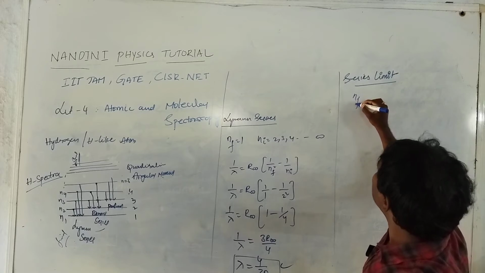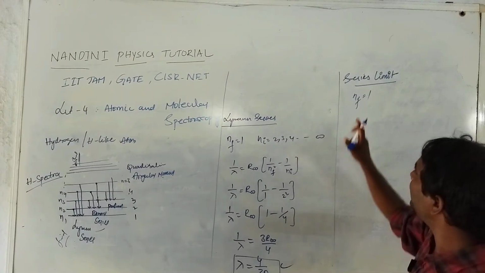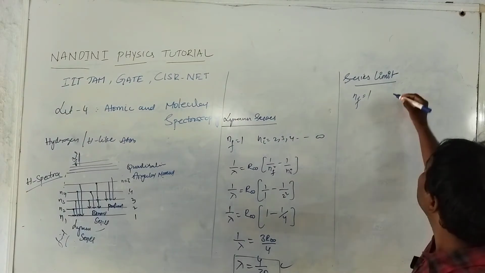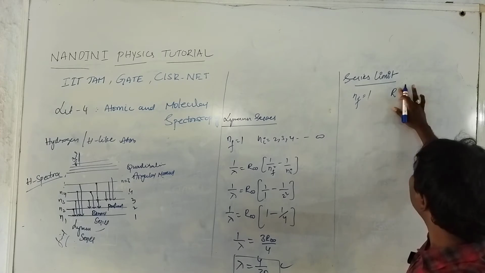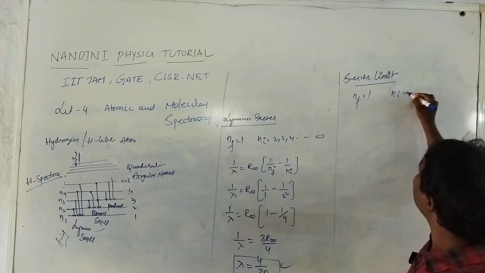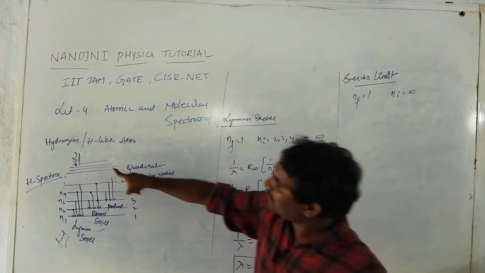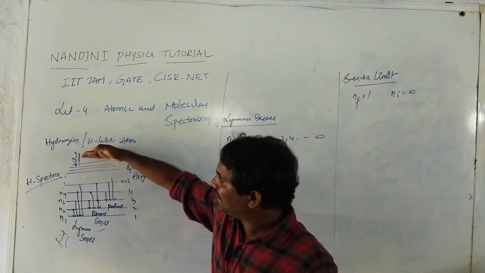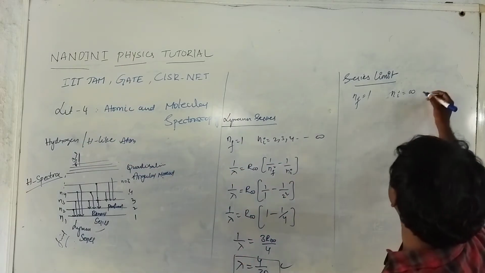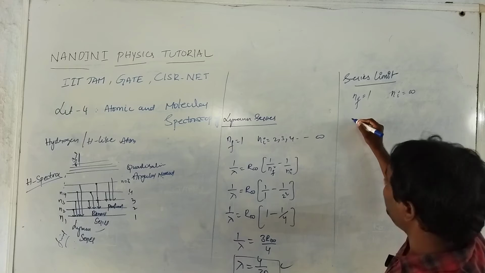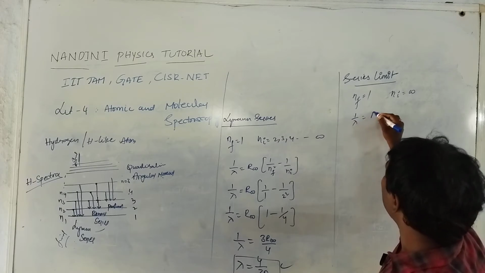So nf is simply taken as 1 only, because any final state is represented by 1 only, but the series limit starts from infinity. So ni starts from infinite, because the series starts with infinite. The electron jumps from the infinite state to the final state. So that is called the series limit. So simply 1 by lambda is equal to R infinite.